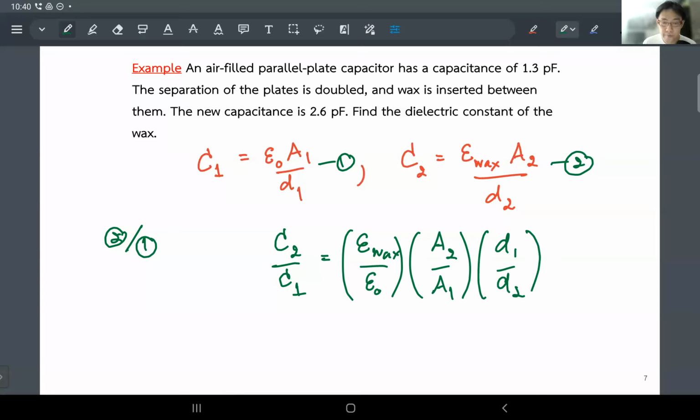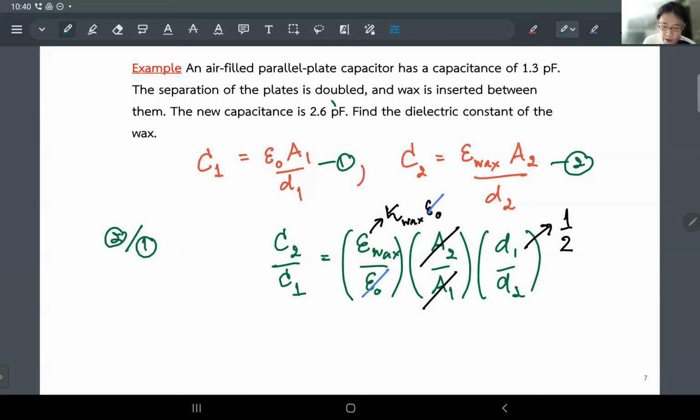Yeah, cool. All right, now for this particular problem, you don't change any area, so these two just cancel out, just turns into 1. You said that you doubled the separation, so this ratio will turn into 1/2. You guys with me? Because D2 must be twice D1. So you get the last ratio to be 1/2. Now the first one, you guys know that your epsilon of the wax is just going to be the dielectric constant of the wax multiplied by epsilon naught. Cool. So that means the epsilon naught eventually cancels and you only get the kappa of the wax left on the right side.